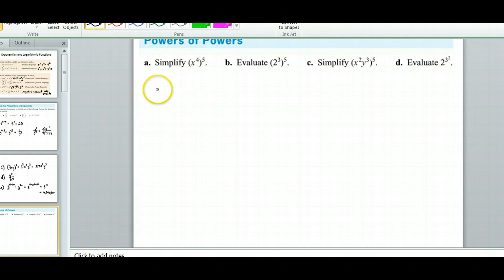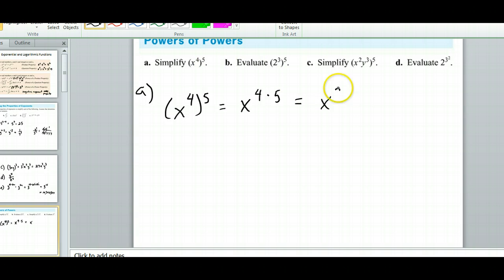Alright, more powers of powers. So A, we've got x to the 4th to the 5th. The reason why I'm practicing so many of these is just because people forget when they multiply and when they add. This is the situation when we multiply, when that base only shows up one time, and it's in a parentheses being raised to another power. So this is x to the 20th.